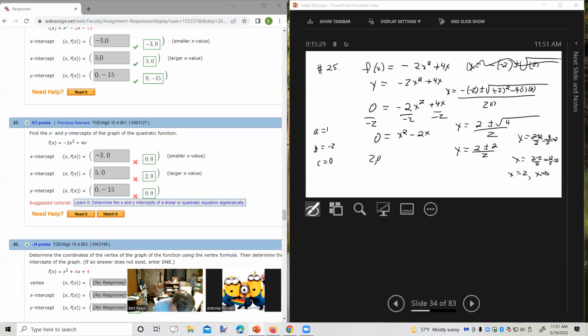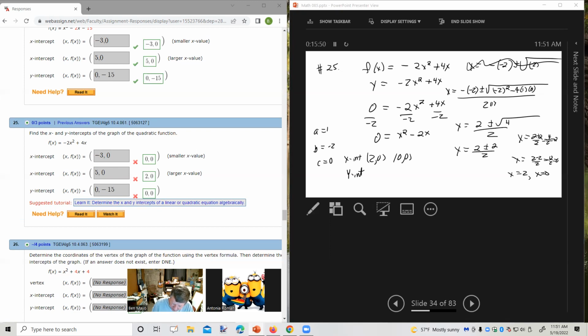So 2, 0, and 0, 0 are your X-intercepts, but you would put the smaller value first. So the first one here where you've got -3, 0, that should be 0, 0. And then the next one should be 2, 0. Okay? Now, so these are your X-intercepts.